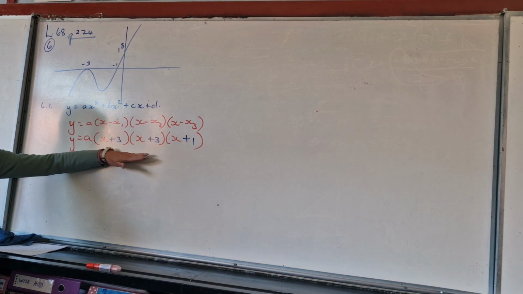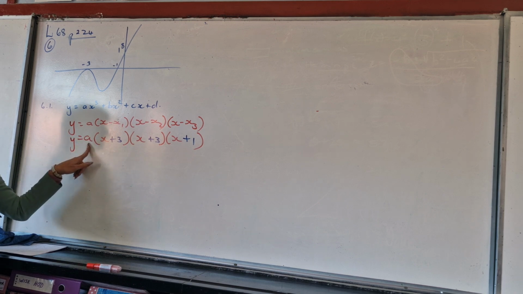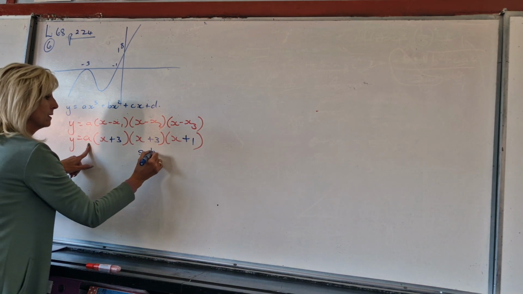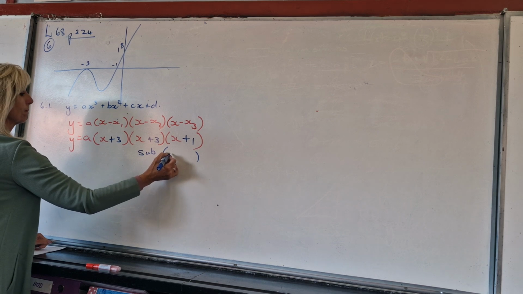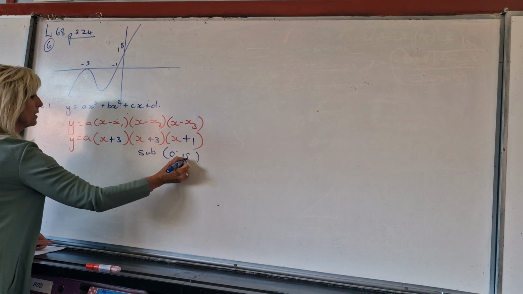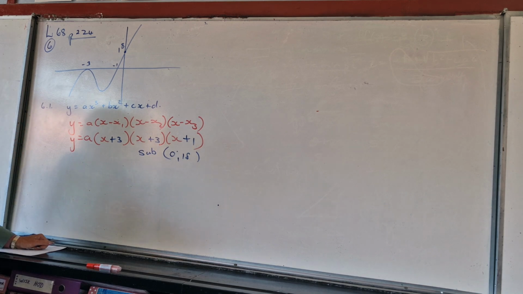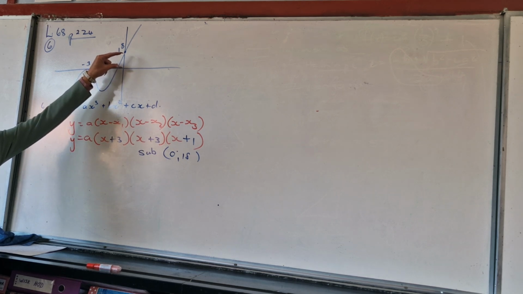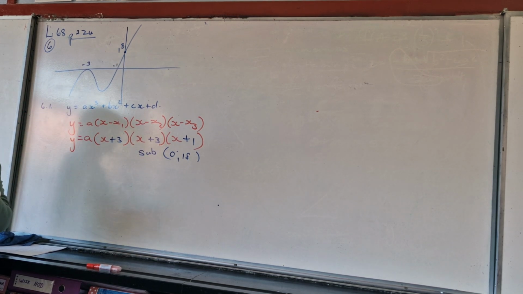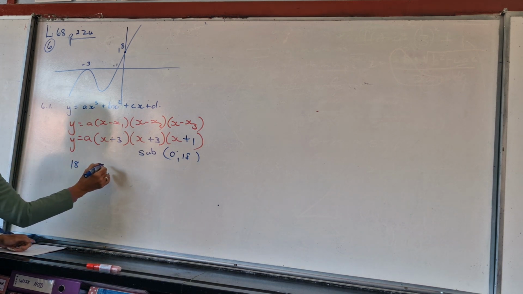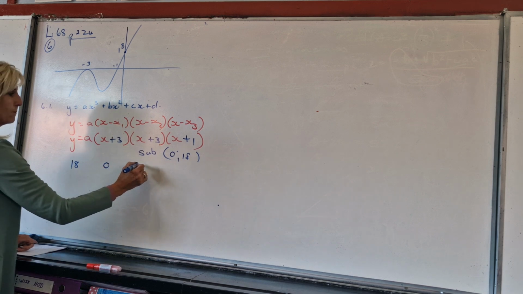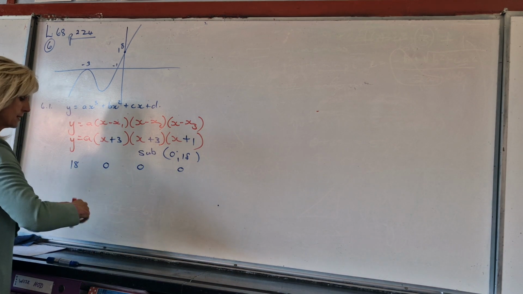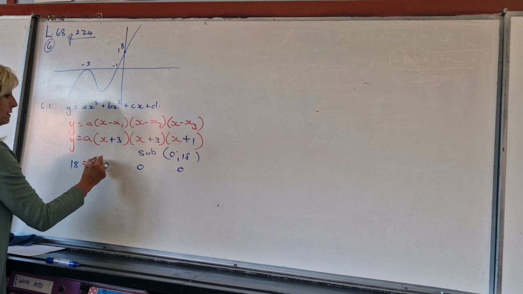How many variables are in this equation? Only one. How do I find one variable? Substitute a point. Which point? That's right, the y-intercept, which is (0; 18), not (18; 0), please. Have a look at my graph, which is definitely not according to scale. Look at this 1 and 18. Remember, sketches are not according to scale. So if I substitute the y with 18 and the x with 0 everywhere, you can work out our a value.